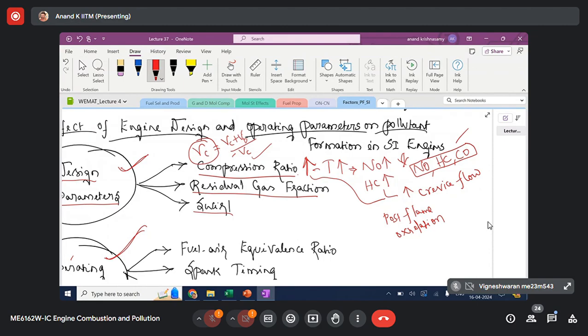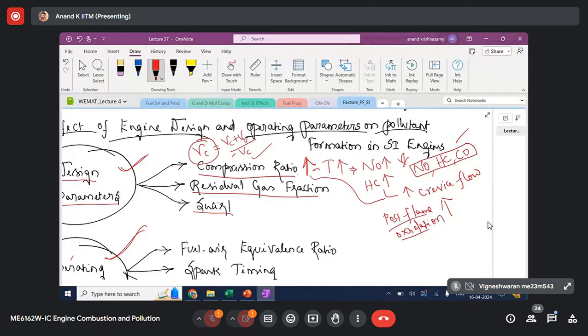So there is something called post-flame oxidation. That is, after the termination of flame, SC will continue to oxidize. And this post-flame oxidation is generally very high in SI engine compared to CI engine, primarily because our engine operating temperature is high in SI engine. That's why even after the combustion stops, the hydrocarbon will slowly oxidize, because the available temperature in the cylinder is high. This is one of the important mechanisms that reduces SC emission.